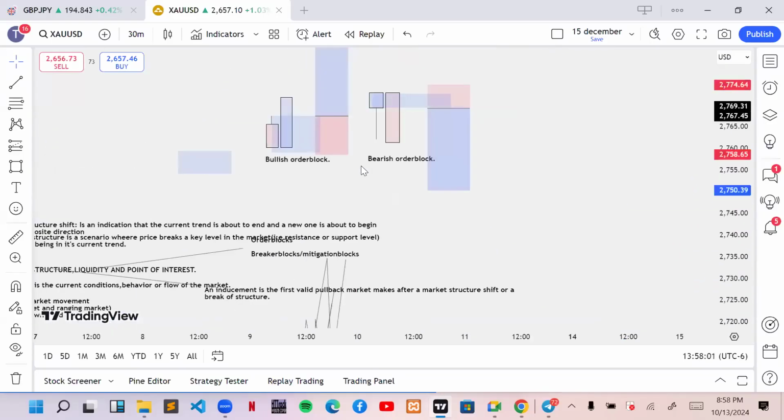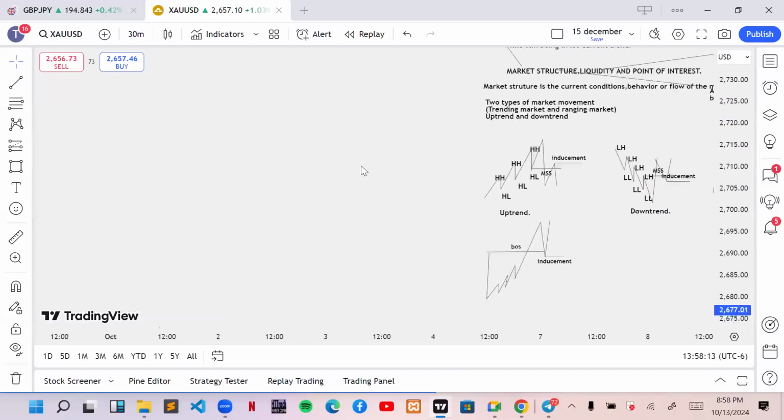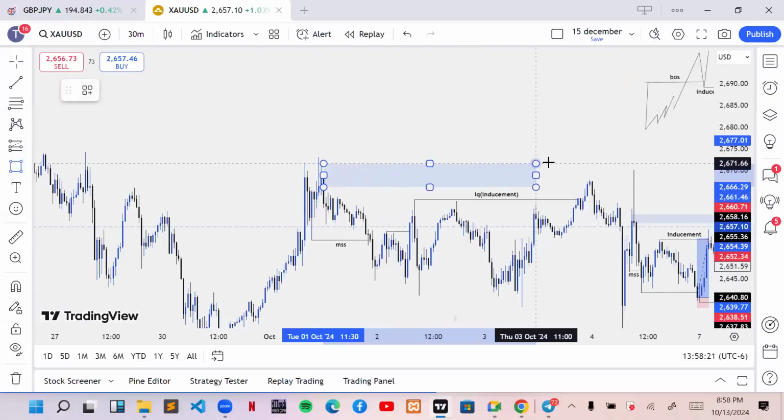So now there are two types of order blocks: the bullish order block and the bearish order block. Bullish order block for when you're looking for buys, bearish order block for when you're looking for sells. So what are we looking for in this trade? We're looking for sells. So we'll now start looking for the bearish order block. And you can see, this is what the bearish order block is. So I'll mark this order block as my entry.